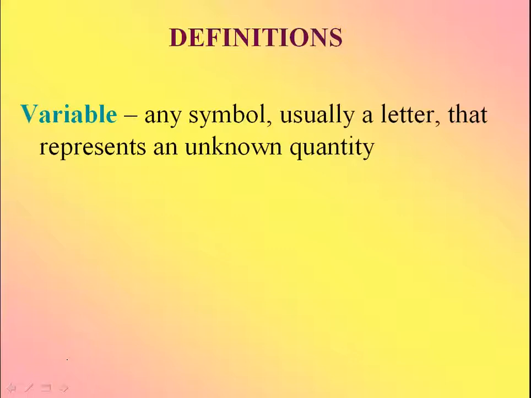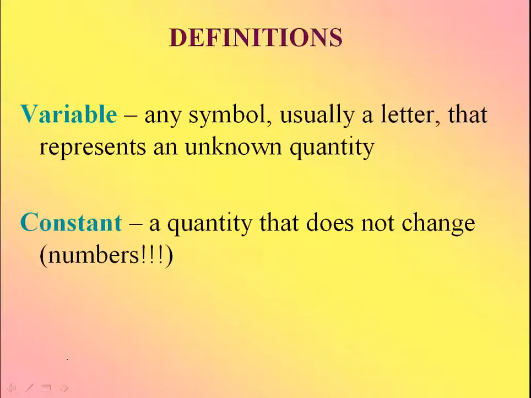Our first definition that we want to know is what a variable is. A variable is any symbol, usually a letter, that will represent some unknown quantity in a problem. We tend to use variables like x or n. A constant is a quantity that does not change. Those are our numbers. 5 is a constant because it is always worth the same amount, 5.